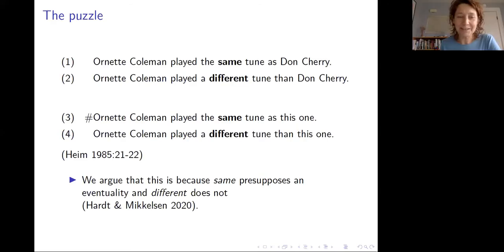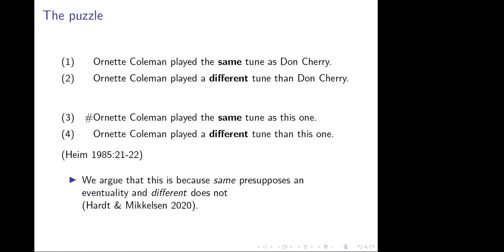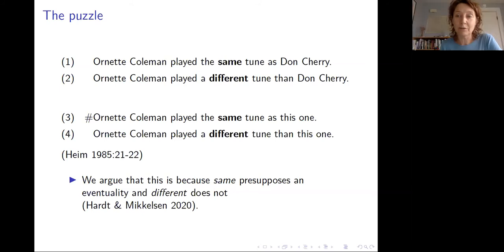Thank you. In this talk, we're concerned with a puzzle originally pointed out by Irene Heim in her 1985 paper on comparatives. And the puzzle goes as follows. First, consider 1 and 2. Ornette Coleman played the same tune as Don Cherry. Ornette Coleman played a different tune than Don Cherry. Both are well formed.